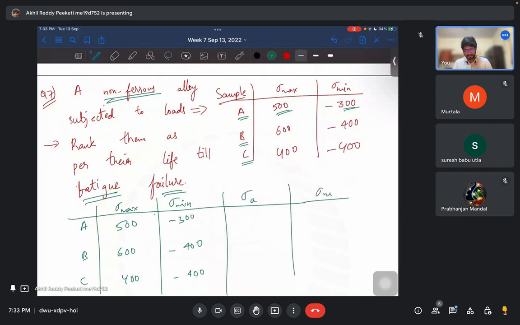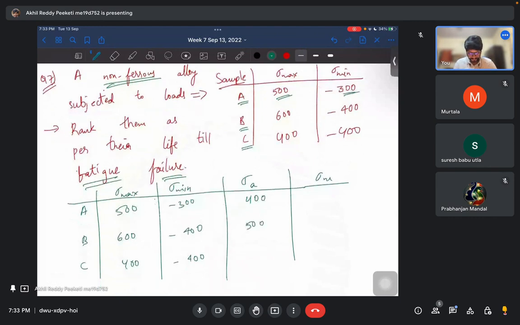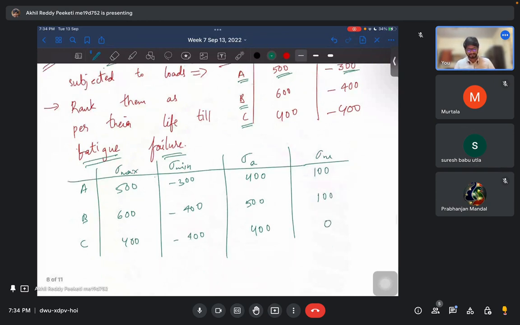So what would be the amplitude? 400, because 500 minus of minus 300, 800 by 2. Then 600 plus 400 by 2, so 500, and here the amplitude would be 400, right? Next, the mean. So 500 minus 300 by 2, 200 by 2, so this would be 100, and this would have 0. So is this clear?